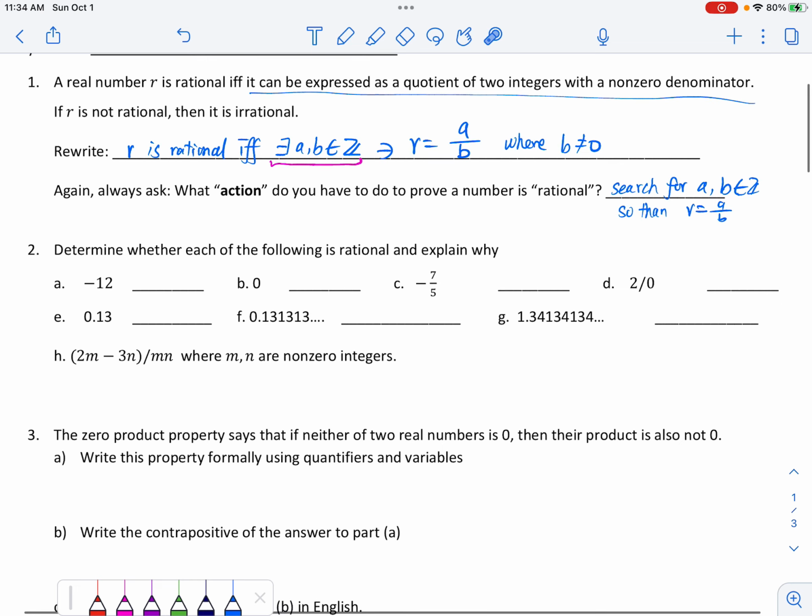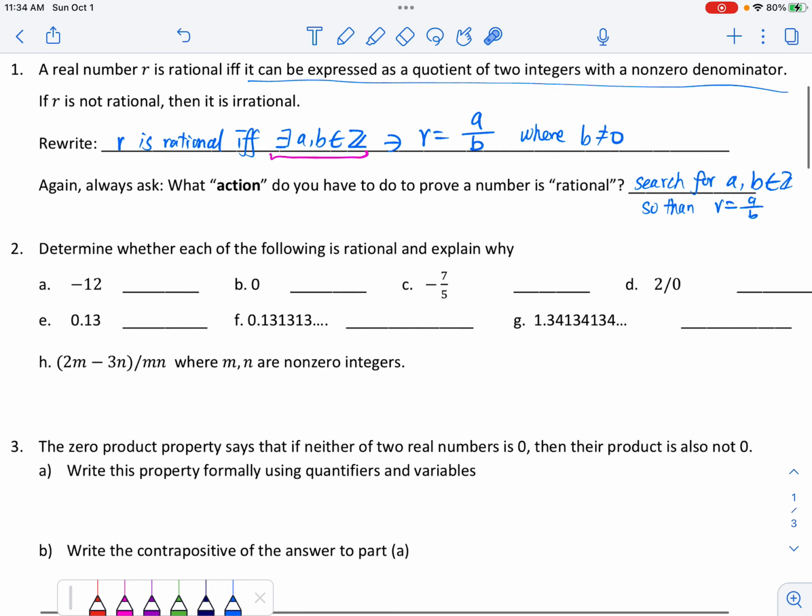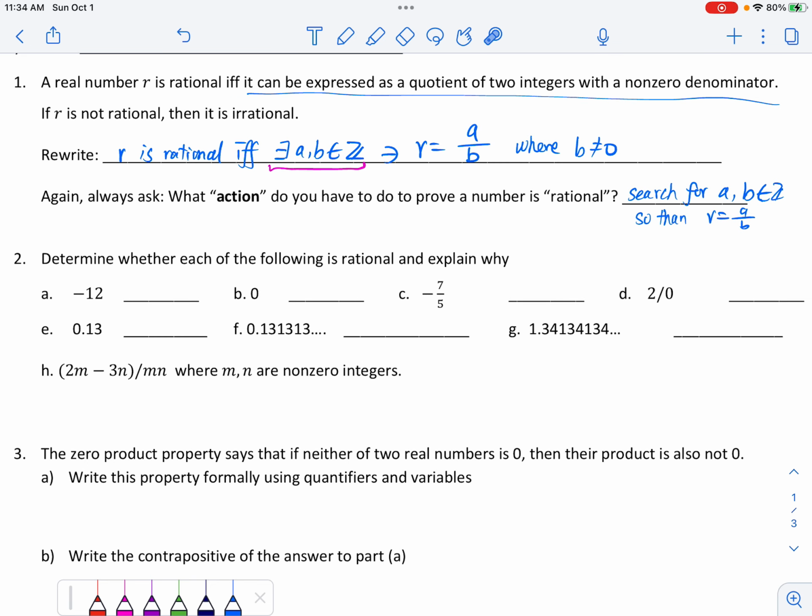Okay, now let's use the following examples to get to know this definition very well. So now suppose I want you to identify negative 12. Is that rational or irrational? And then you have to prove it. You have to actually verify it is rational or irrational. So first of all, negative 12 is actually rational because I can find two numbers, A and B, both integers, so that the ratio is equal to negative 12.